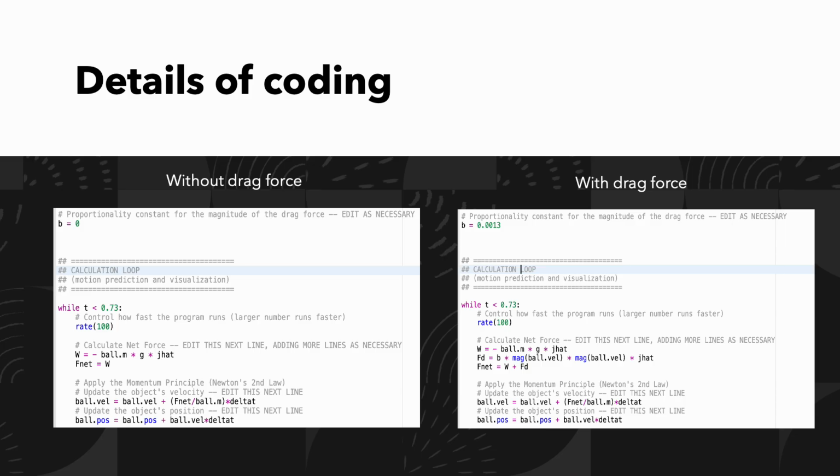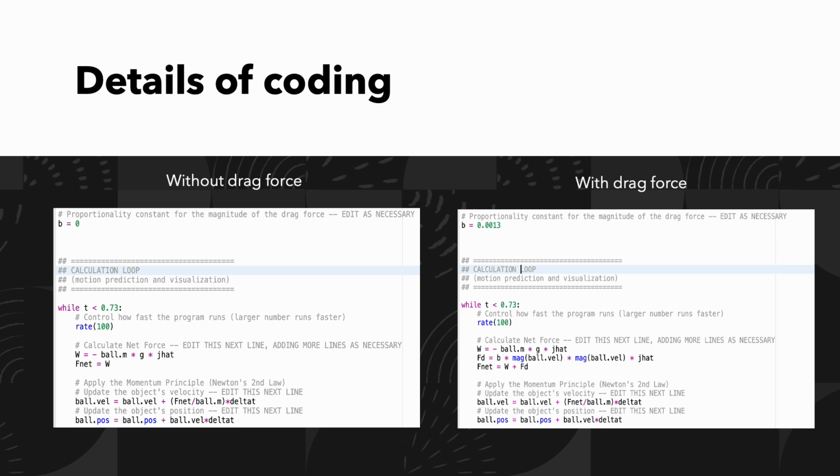On the left-hand side is my code without drag force and only gravity. So b is equal to 0 as there's no drag force, and t is less than 0.73 as that was the total time taken. Next, W, or the force of gravity, is equal to negative mass of the ball times g times j hat, and the net force is equal to only the force of gravity as we're not taking drag force into account. And then next are the velocity update formula and the position update formula to update both the velocity and position.